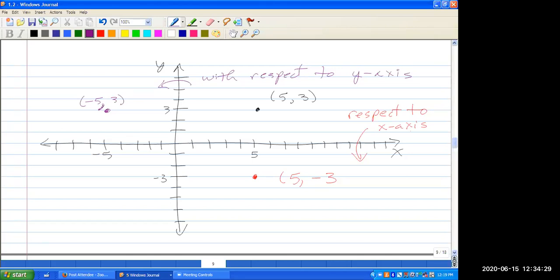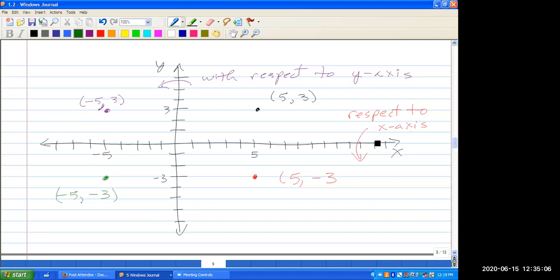Lastly, I want to do this with respect to the origin. So I'm going to take it so it's the same distance here from the origin to this point, 5, 3. And so maybe I'll do it as green. So this will be at negative 5, negative 3. So this distance here is the same as this distance.